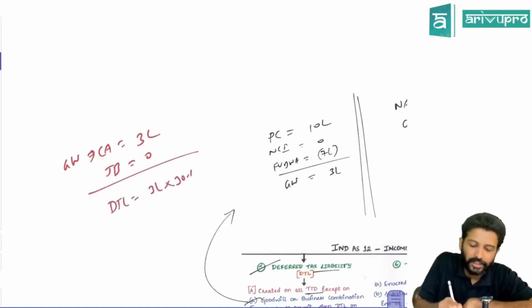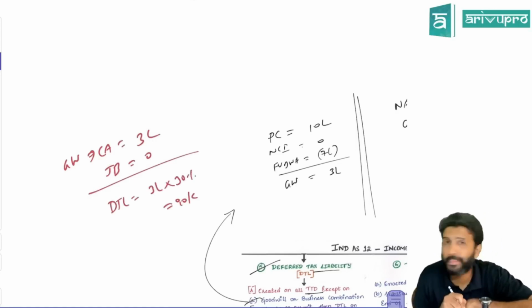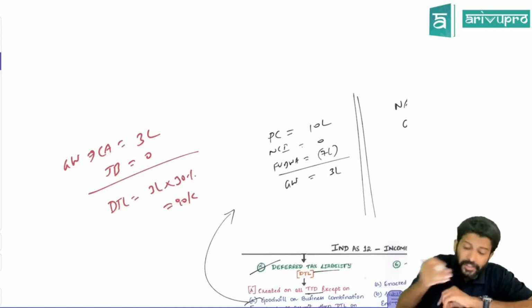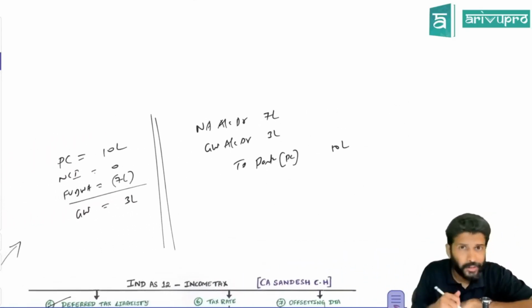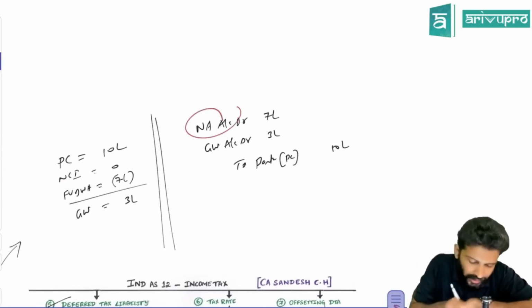Let's say tax rate is 30%. That means you have to create deferred tax liability of 90,000. If you create deferred tax liability, what will happen? You need to account for it, right? So where will you account it? It will come in your net assets.